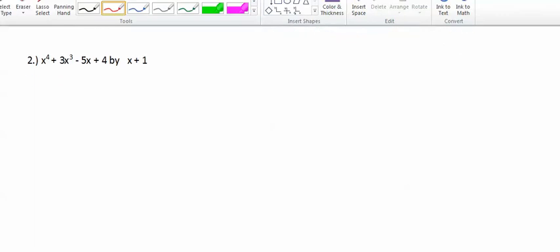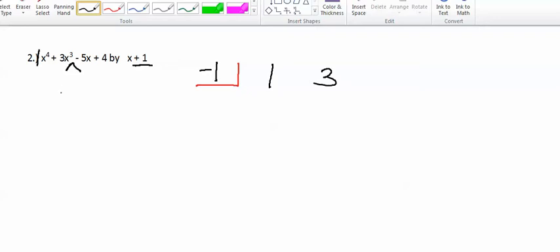So I'm going to set up number 2 the exact same way. I'm going to put a little box right here. I'm going to use the opposite number, so since that's 1, I'm going to put -1. And I'm going to use my coefficients. There's 1, there's 3, and you'll notice that it skips x squared. So I'm going to put a placeholder, and that placeholder is 0. Then it's going to be -5, followed by 4.